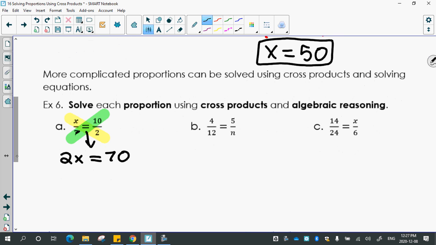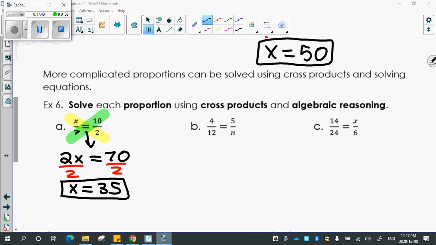And what you want to do is you want to solve for x, so you've created this one-step equation where now you just have to divide both sides by 2, and you get x equal to 35. Okay, so I want you to show 2 steps for each of these. I'll give you some time and then we'll take them up.